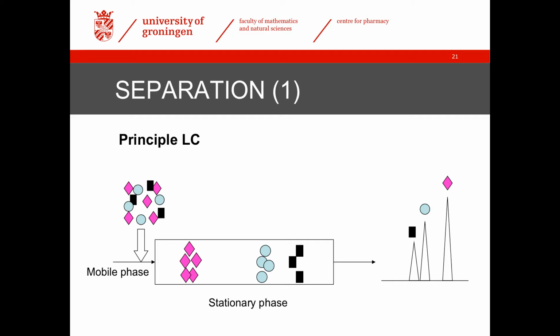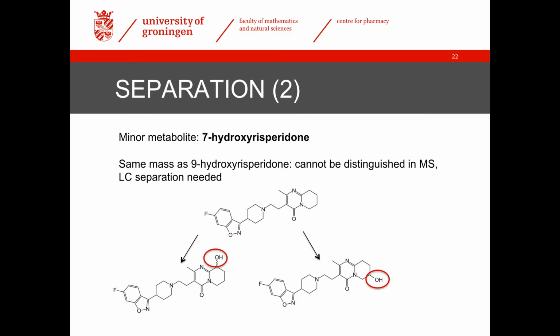As you know, HPLC is a technique that can separate mixtures of molecules by pumping a mobile phase through a column filled with a stationary phase. For our risperidone method, separation was very important because there is a minor metabolite, 7-hydroxyrisperidone, that has the same mass as the 9-hydroxy metabolite. It has exactly the same Q1 and Q3 mass-to-charge ratios, so these 2 metabolites cannot be distinguished by mass spectrometry. Therefore, an HPLC separation is essential if we want to obtain accurate results. Without a separation, we would of course find a sum of 9-hydroxy and 7-hydroxy, which is not correct.